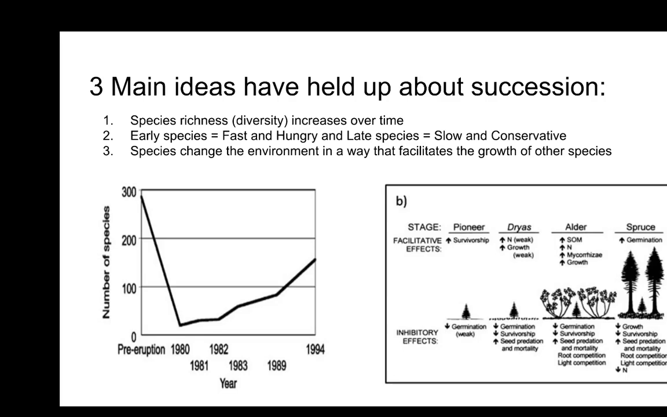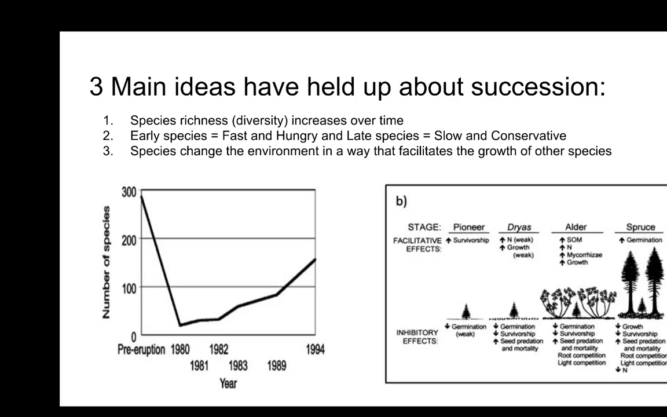And so, as people have tested these ideas of succession, they've found that there are three general things that are true. Species richness increases over time. The early species are fast and hungry. The late species are slow and conservative. So the early species are r-selected, and the late species are K-selected generally. And you can see some of the things there. And then finally, that the species change the environment in a way that facilitates the growth of other species.